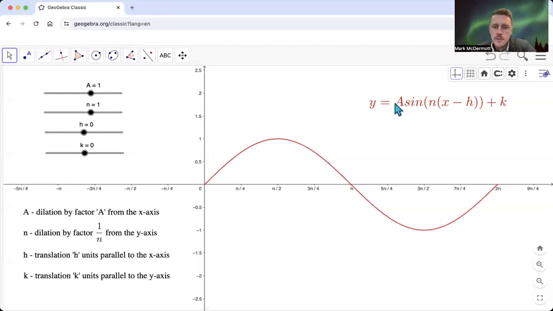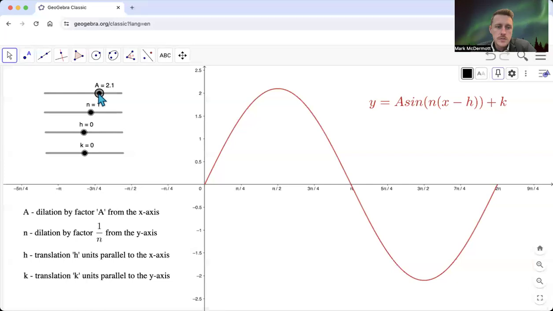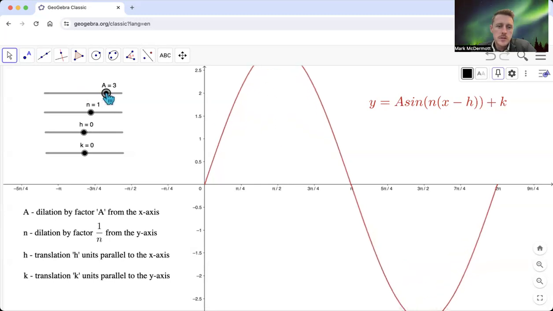So this a value at the front is a dilation by a factor of a from the x-axis. So if we make a, let's say 2, this corresponds to our amplitude. So how high up does our sine function go from the x-axis? Okay, if we made it 3, it would go from 0 to 3.